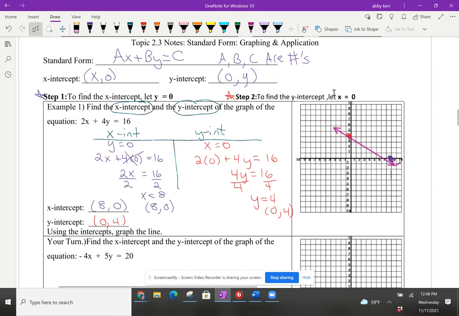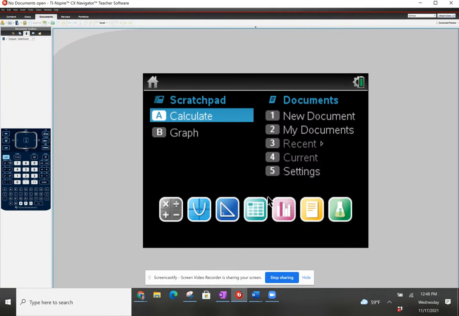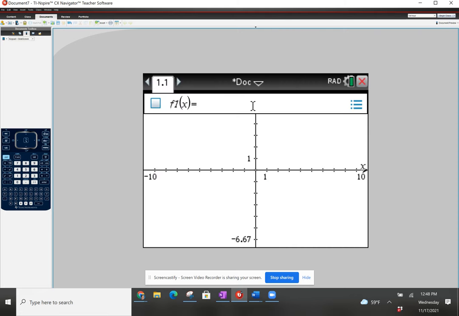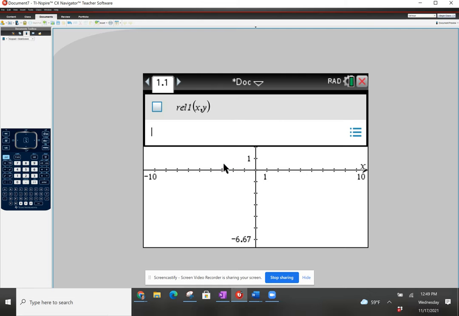Now, in today's class, I showed you how to check it on the calculator, so I will run through that right now. You want to hit New Document and then go to Graph. By default, it's already set up into y equals mx plus b. We don't want that. We want it in standard form. The only way the calculator will do it is if you hit number 6, which is relation. And then we have 2x plus 4y equals 16.